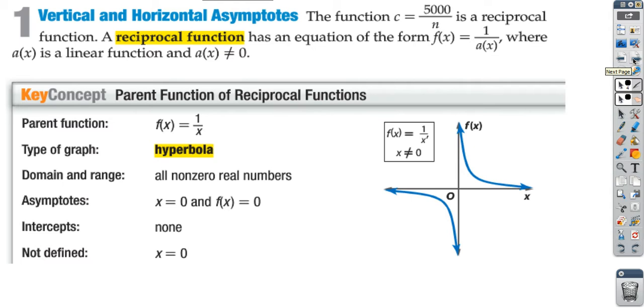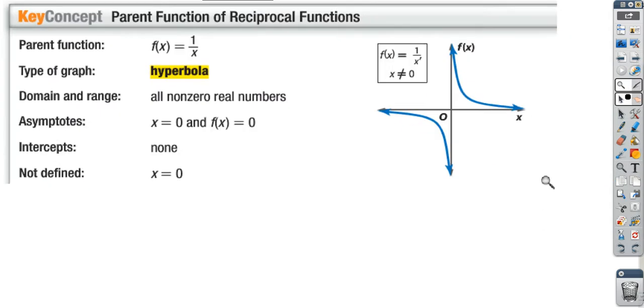Okay, so this picture right here shows you the parent function for all reciprocal functions, and they're called reciprocal functions because this is a reciprocal of y equals x. Reciprocal means you flip it over, so 1 over x. The actual name for this is a hyperbola, similar to a parabola in certain respects. The domain and the range is basically any non-zero number.